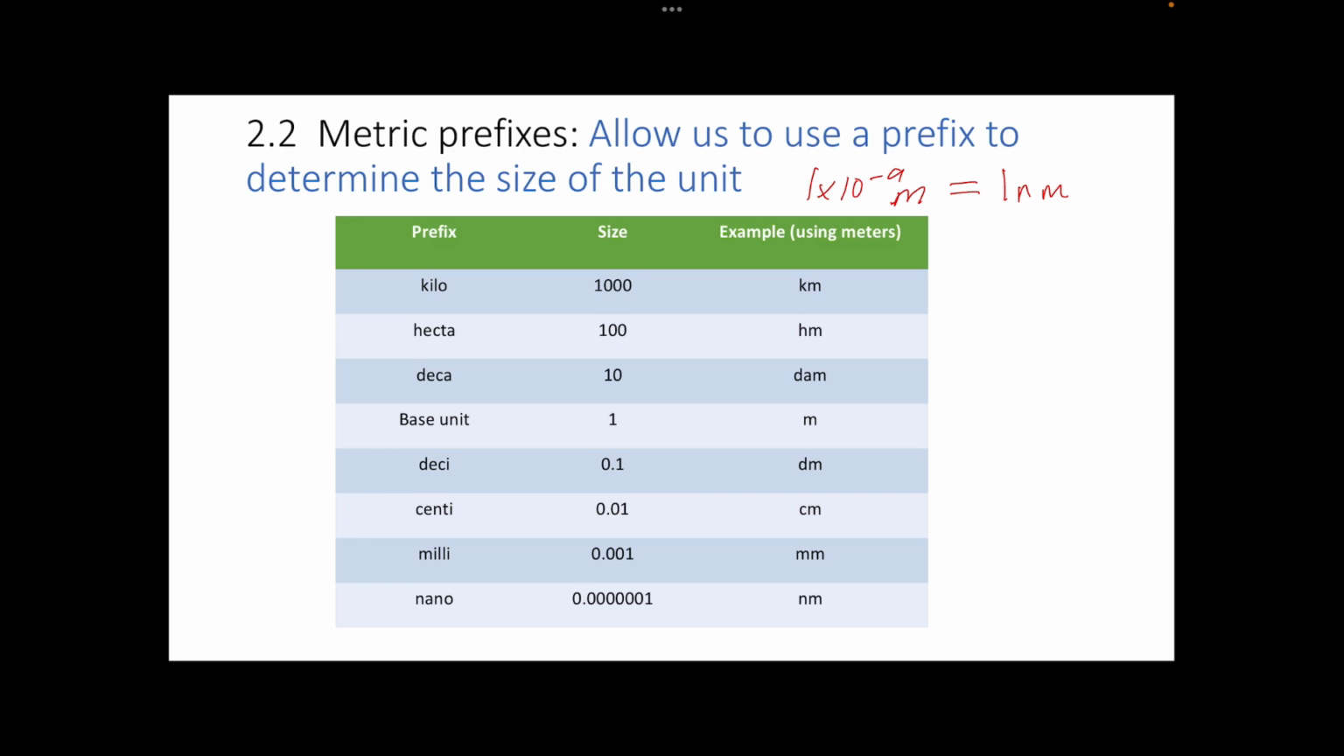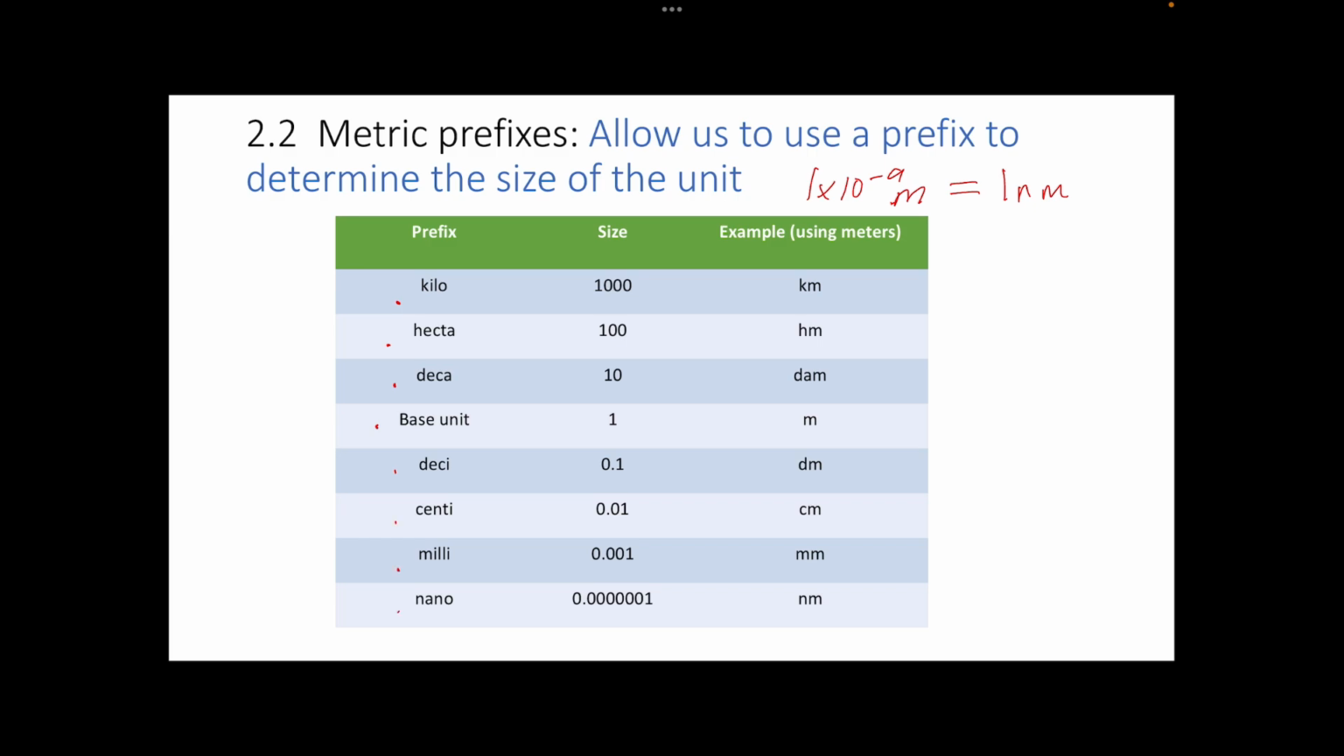Now, these are the metric prefixes that I'm going to want you to be familiar with, right? So we start with kilo, hecta, deca, all right? And then we have our base unit. So this is whatever. So here we have meter. Deci, centi, milli, and nano.